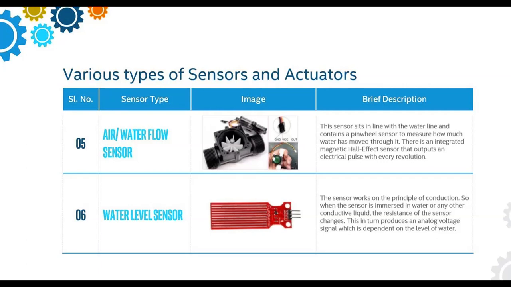any other conductive liquid is dropped on that particular sensor, the resistance of the sensor changes. This in turn produces an analog voltage signal which is dependent on the level of water. So we can measure the different levels of water by using this particular sensor.